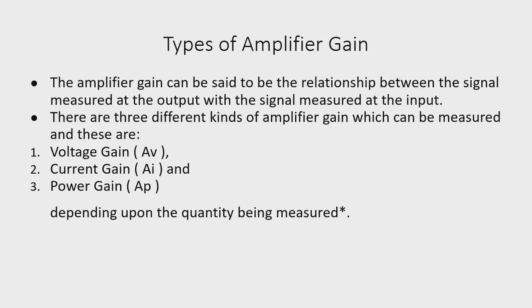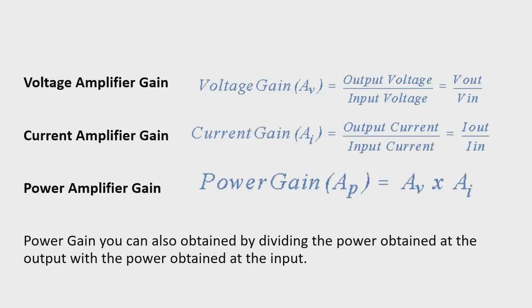Depending upon the input and output signal measured, the gain can be classified into three types, which are voltage gain, which is represented as AV, current gain, which is AI, and power gain as AP. To find the voltage amplifier gain, the output voltage is divided by the input voltage. To find the current amplifier gain, the output current is divided by the input current. And to find the power gain, we can simply multiply the voltage gain with the current gain.